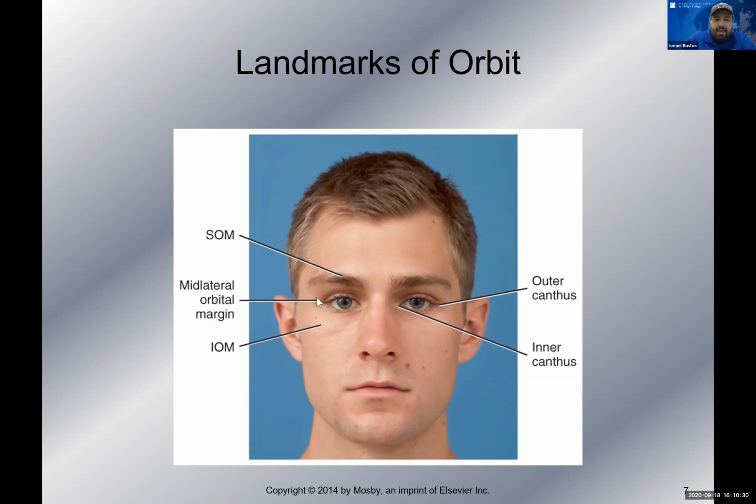Then we have what's called the midlateral orbital margin, which is just right in between each orbit. Those are going to be very important for our positioning lines also when we start looking at how to position for PA and AP projections. The canthi that you see here, which is where the junction of the upper and lower eyelid meet, are called canthi. You have an outer canthus and an inner canthus. Obviously, the inner canthus is where the junction of the eyelids meets on the inside. The outer is where the junction of the eyelids is on the outside. So, just some more terminology for you to know.